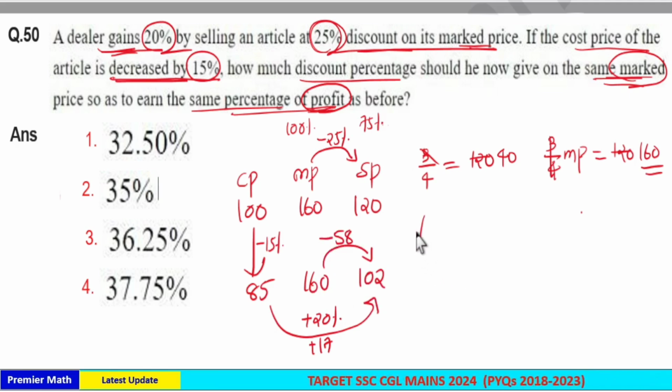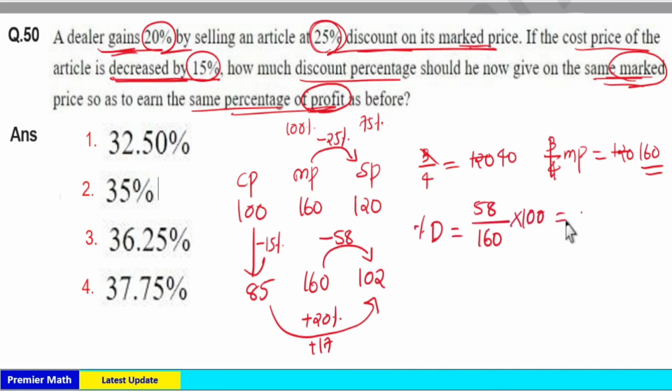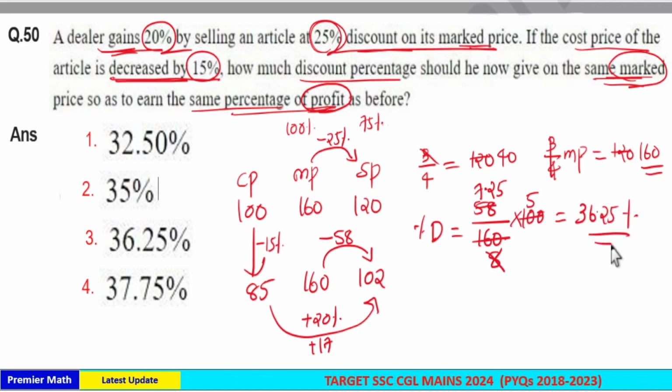Now percentage discount is equal to 58 rupees discount on 160 rupees mark price, upon 100. So 20 goes 8 times in 160, 5 times in 100. 8 goes 7 times in 56. Remaining 2, 8 goes 2 times in 16 and 5 times in 40. So 5 into 7, 35. 5 into 0.25, 1.25. 35 plus 1.25 is equal to 36.25%. Option 3 is your answer.